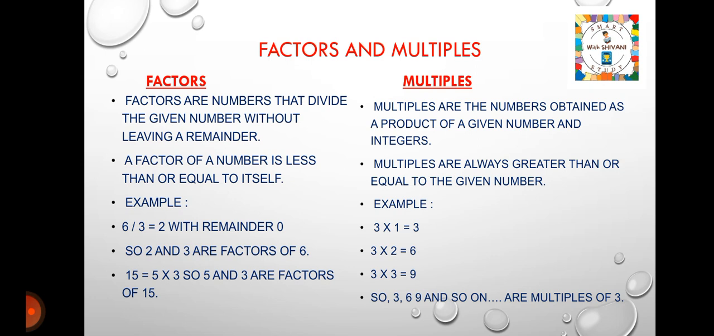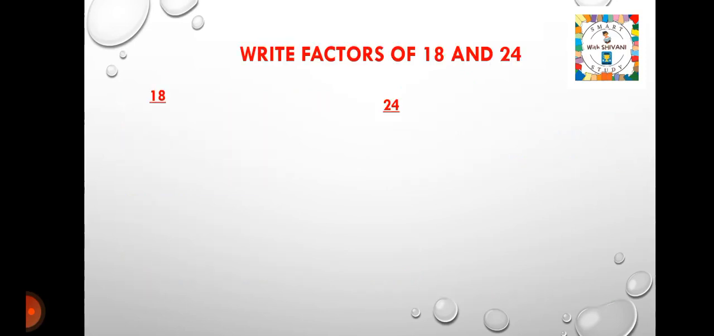Similarly, we can say the example of say 15. We take 15 times 1 is 15, 15 times 2 is 30, 15 times 3 is 45. So 15, 30, 45 are the multiples of the number 15. We will look at more examples so the concept will be clear.